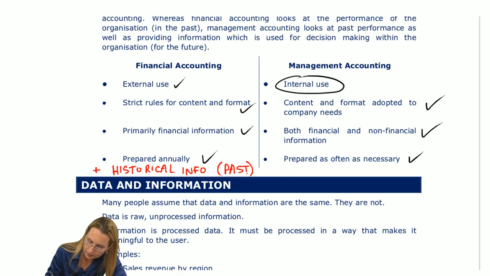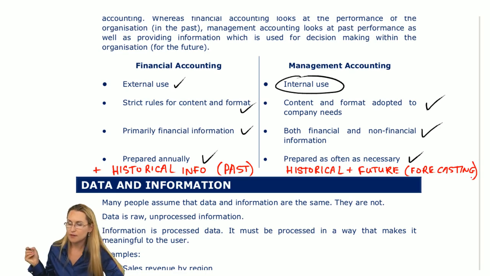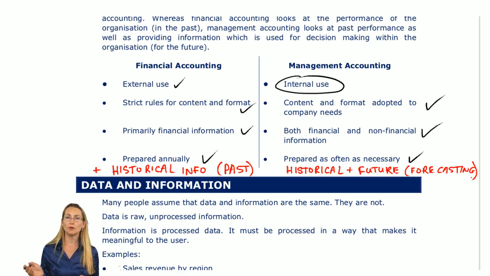We're looking at historical plus future. For example, forecasting. How do we do forecasting? Obviously, we don't have a crystal ball. What we're going to do, we're going to look at the past events, see some trends, and hopefully these trends apply in the future, and then we can use this information to try and predict what is going to happen to our best.